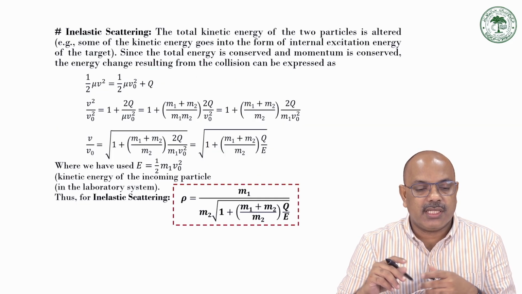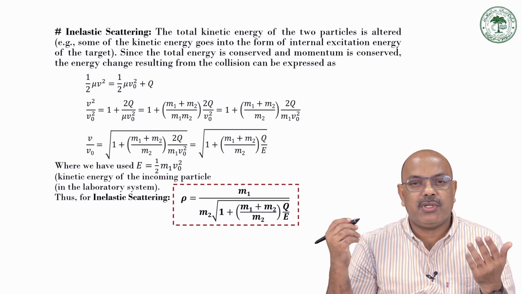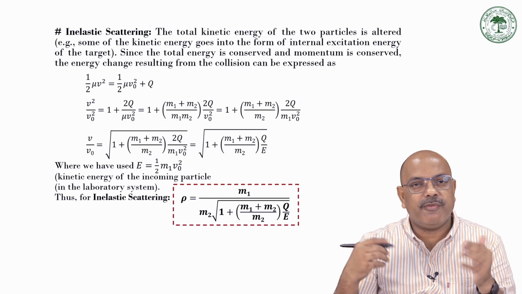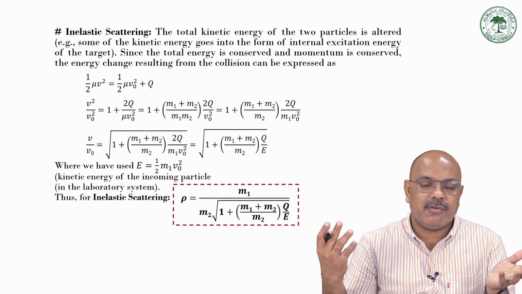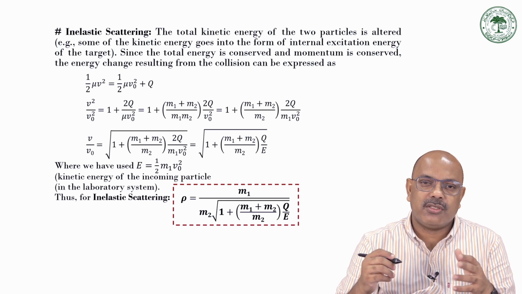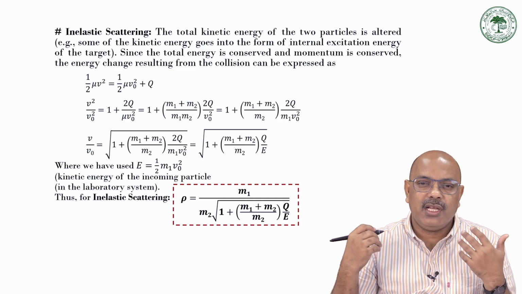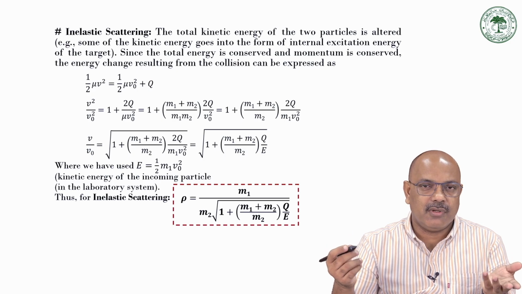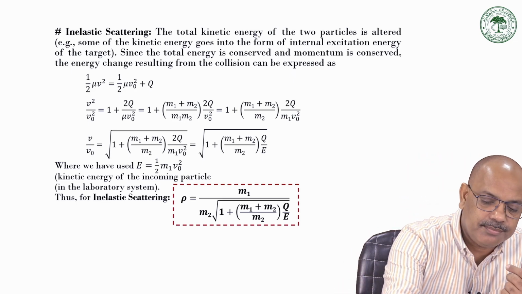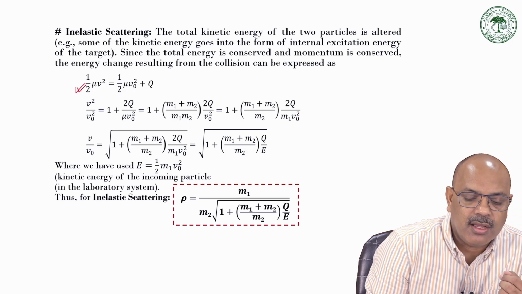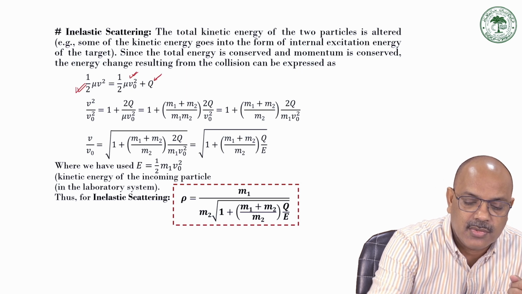Now moving further to inelastic scattering, because these were for elastic scattering. In case of inelastic scattering, we know that the total kinetic energy of the two particles is altered. That is, part of the kinetic energy goes into other forms, such as internal excitation energy of the target or some other type of things that come into play. So the kinetic energy of the two particles is not going to be the same as in case of elastic scattering. Since the total energy is conserved and the momentum is also conserved in every scattering reaction, the energy change resulting from the collision is as follows: before the collision it is half mu v0 square, where mu is the reduced mass of particles 1 and 2, plus Q.